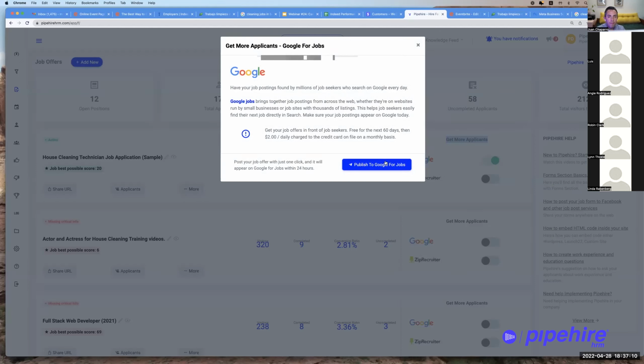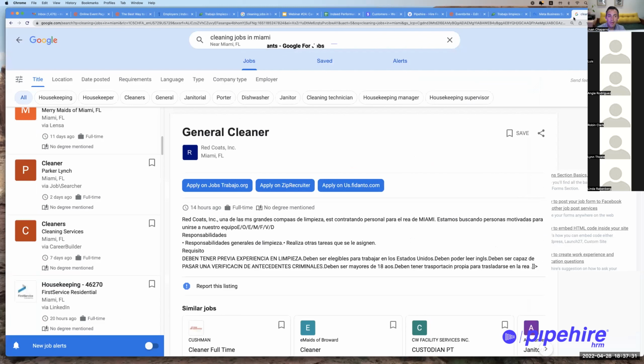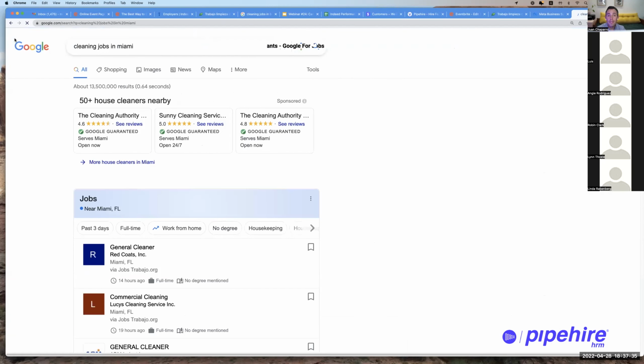Right now this is a beta feature. It's free for the next 2 months. We're testing it out to see if it brings more volume. We want to track conversions, we want to track volume, but this is a good way to get started on Google Jobs. So you start to show on the search results, and not only on Indeed. Why? Because you want to show up in 3 places.